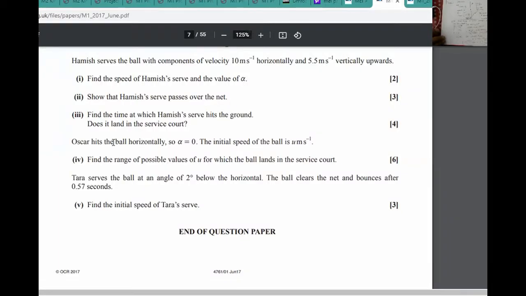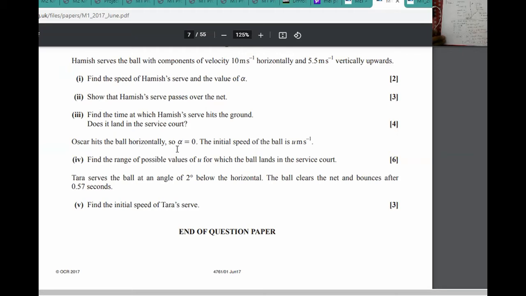Right, so once we've done these first three parts of 9 marks, guys, the question changes. Now we talk about Oscar. Oscar hits the ball horizontally, so alpha equals 0. This is really important, guys. The diagram, I'll show you that in my picture a little later.